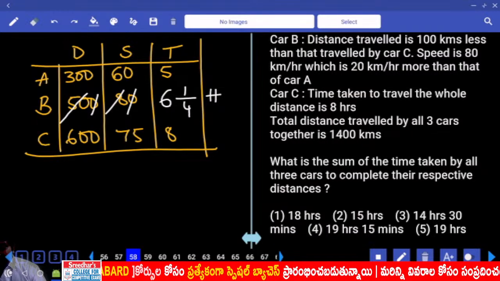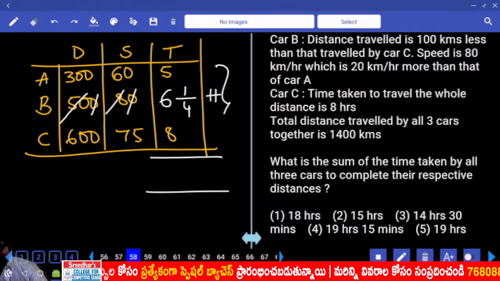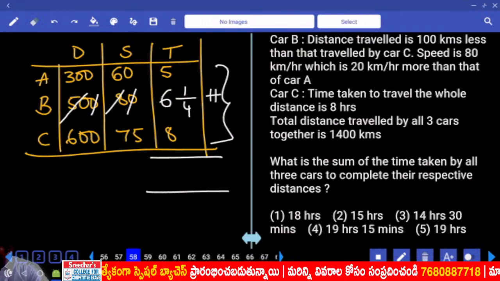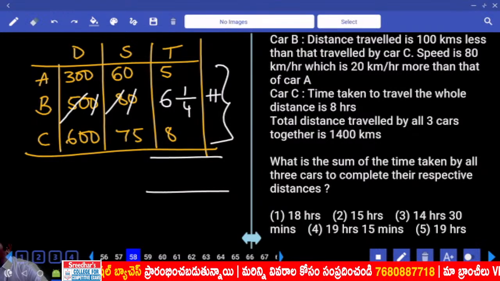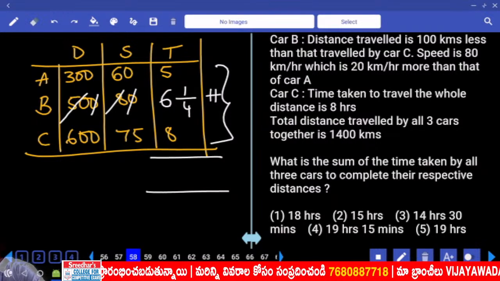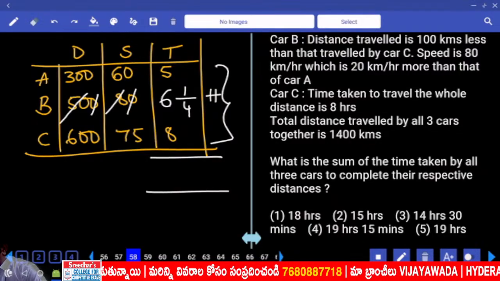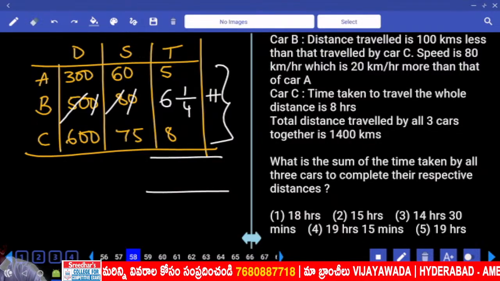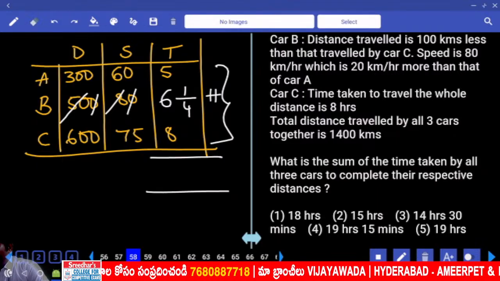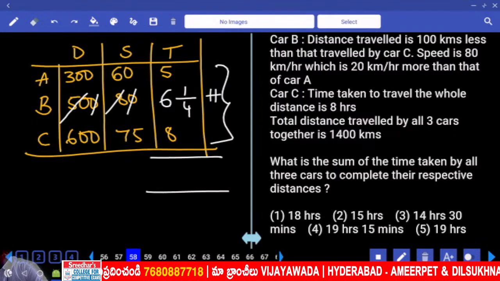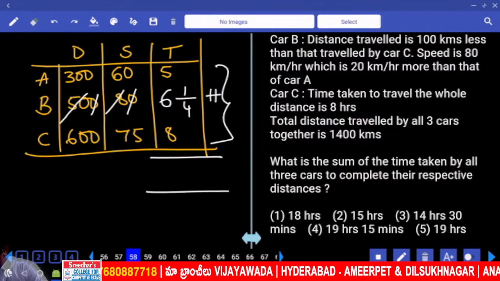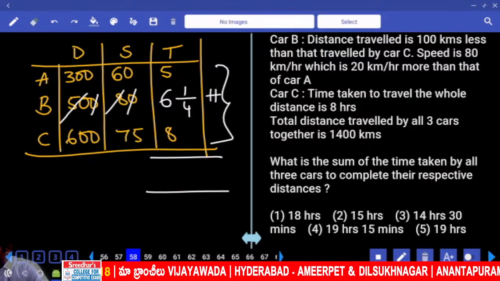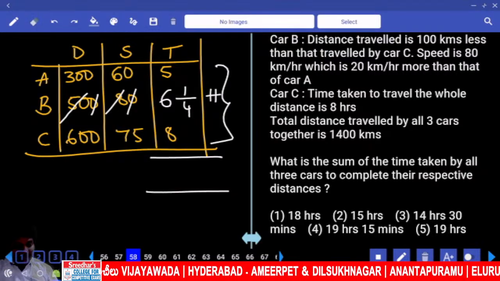Correct? And we have to calculate total time. That means we need to add all 3, right? Out of those 3 numbers, which is looking odd? 1 by 4 only, the rest are all integers. 1 by 4 is the odd one. Correct? 1/4 hour means 15 minutes. So in the answer you should have 15 minutes. Concentrate on 15 minutes. Fourth option.